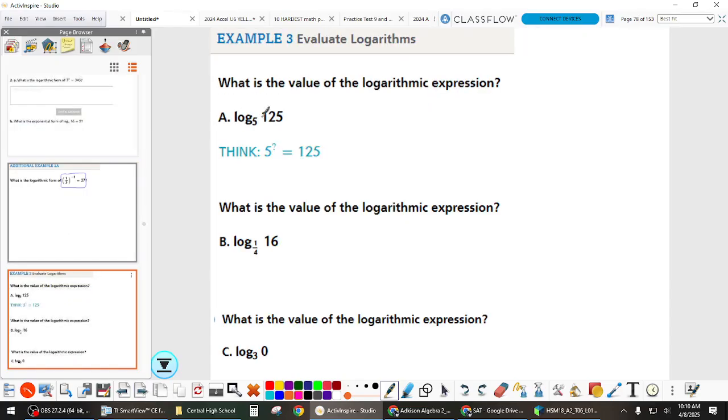What power of 5 is 125? What power of 5 is 125? That's what that's asking. 3. Okay, let's try this one. Don't shout this one out. What power of 1/4 is 16? That's just like the example we just wrote.